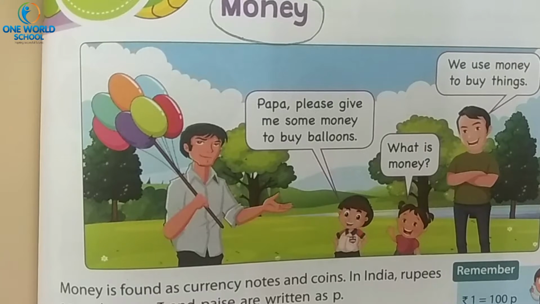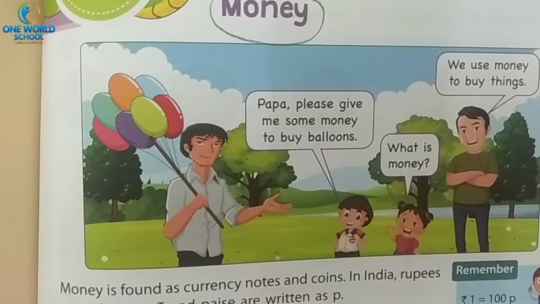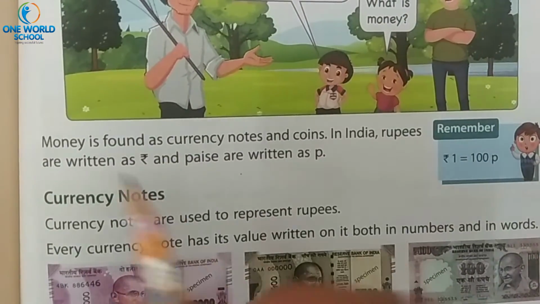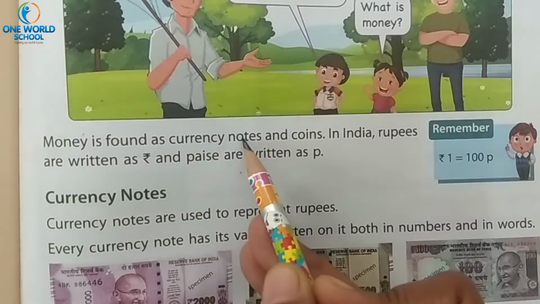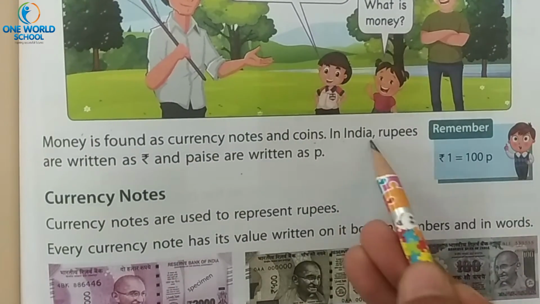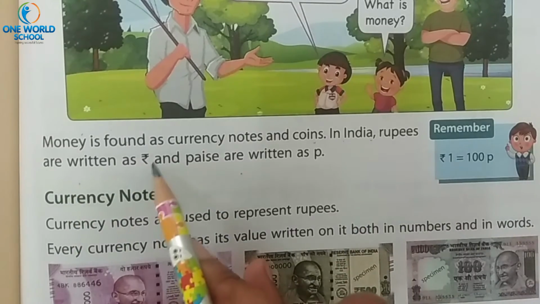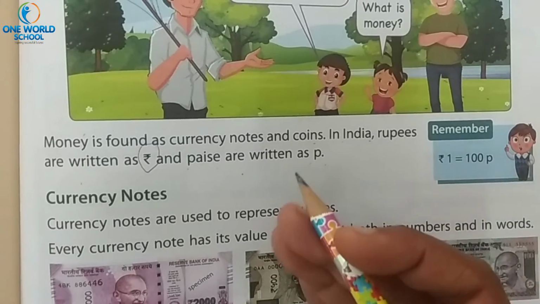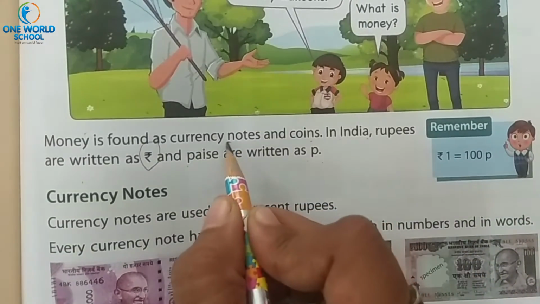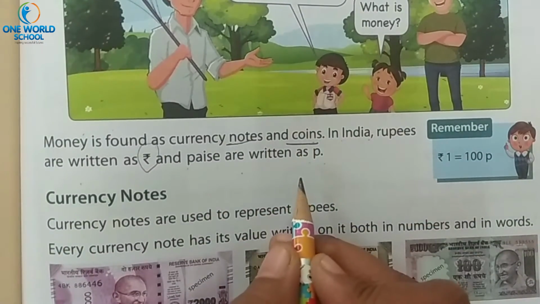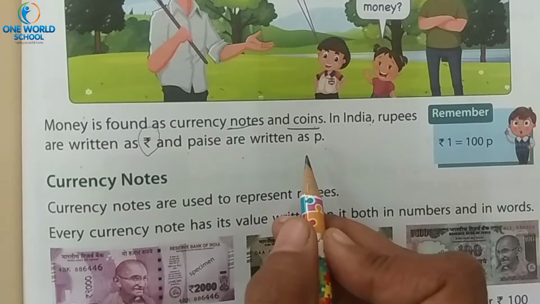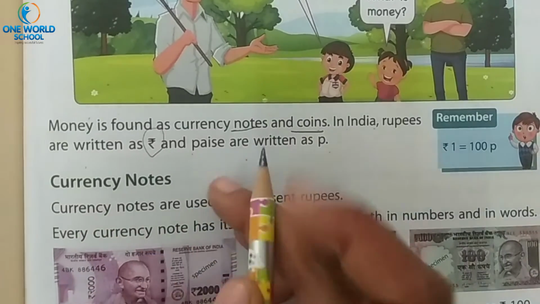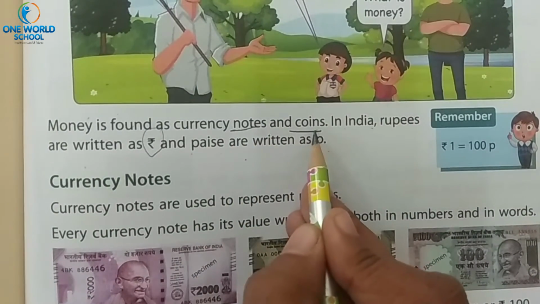So, if we want to buy anything, what are we paying? Money. Money is found as currency notes and coins. In India, rupees are written like this and paise are written as p. We are using notes and coins both. A 2 rupee coin is coming now. So, we are using currency notes and coins.